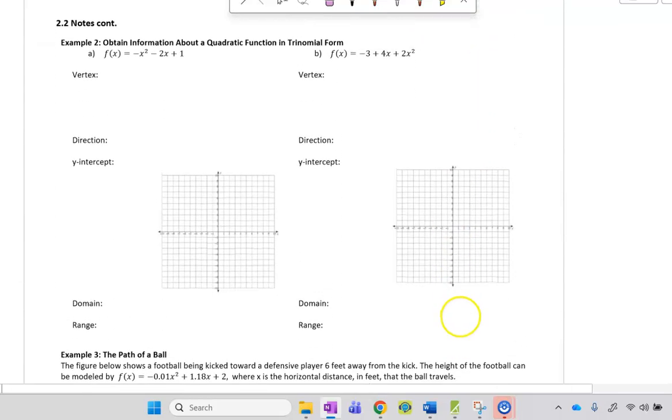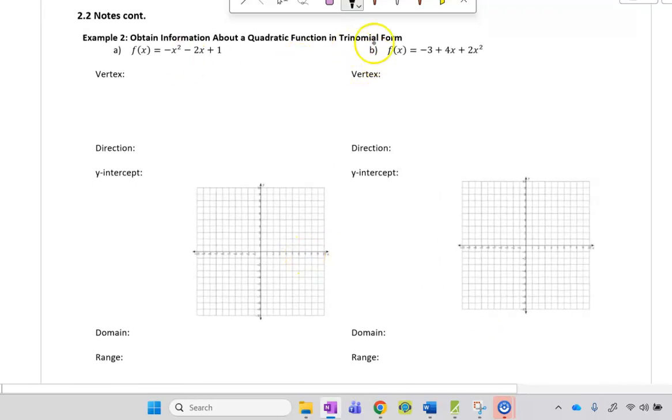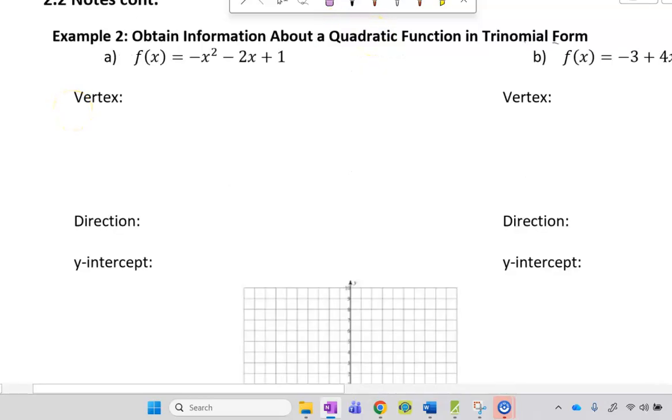And the last thing we have to do is graph with standard form or trinomial form. By the way, trinomial form is what Pearson uses, but in most textbooks it's called standard form. Okay, I'm only actually gonna do A, and then I'm gonna leave B for you guys to try. So you guys should be doing B on your own. The vertex is the tricky part here. So remember, your vertex, you have to actually work for it.